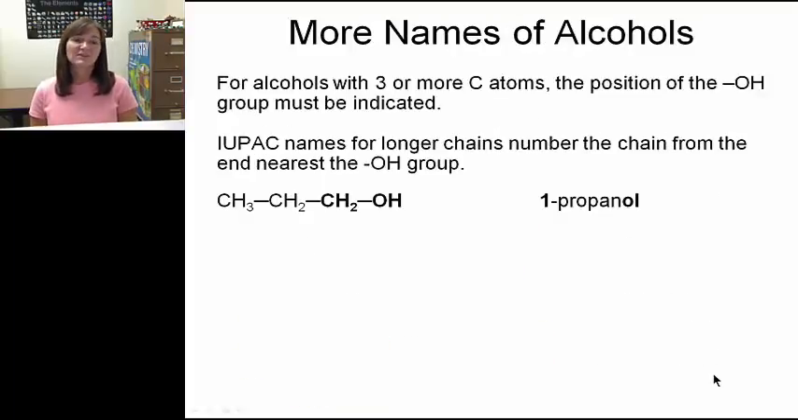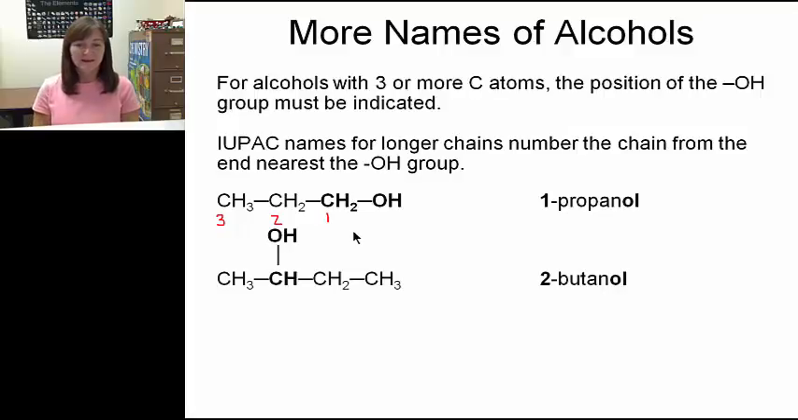So more names of alcohols. For alcohols with 3 or more carbons, the position of the hydroxyl group must be indicated by using a number. So for the IUPAC names for longer chains, you're going to number the chain from the end nearest the hydroxyl group. In this particular example, this would be carbon 1. We would number from right to left because I hit the hydroxyl group sooner if I make this carbon 1. If I had started from left to right, the hydroxyl group would be on carbon 3. We wouldn't want that. In this particular example, I would number from left to right, so I can hit that hydroxyl group quicker. So that's why this is a 2, because the hydroxyl group is on carbon 2.